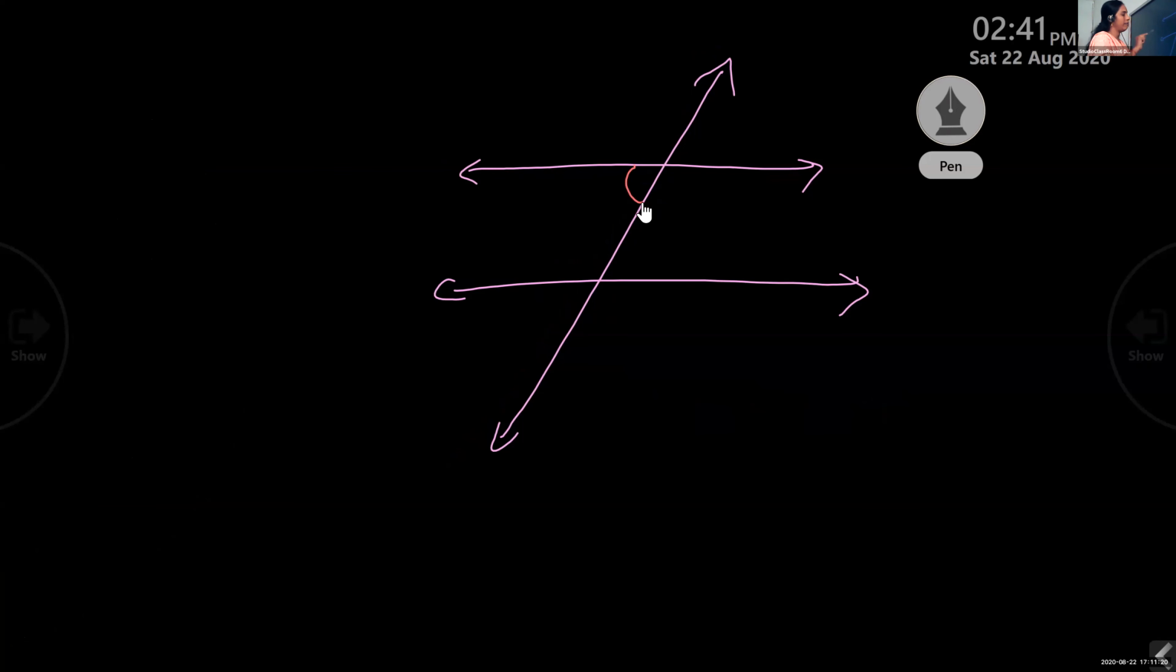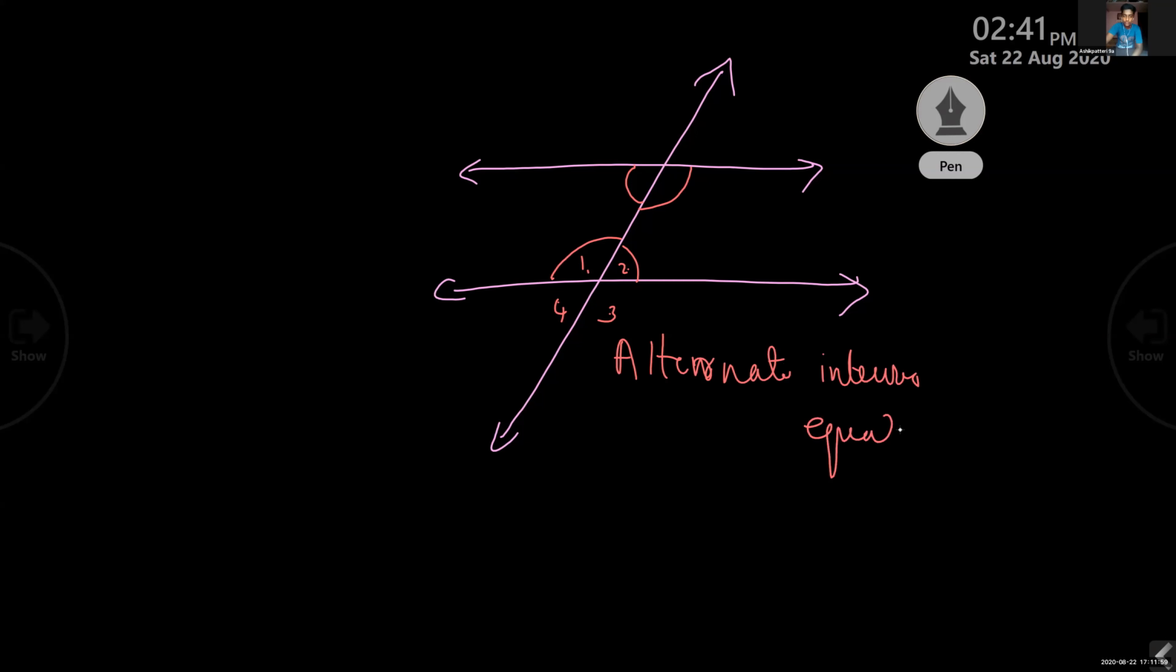So, one angle I have marked. Where can I mark the other one? Alternate interior angles. Second place. Okay, children. Second place is alternate interior angles. Again, if I mark one angle here, where is the other pair? First place. Good. And these alternate interior angles are also equal. Both are equal.